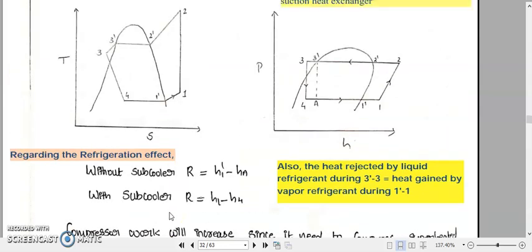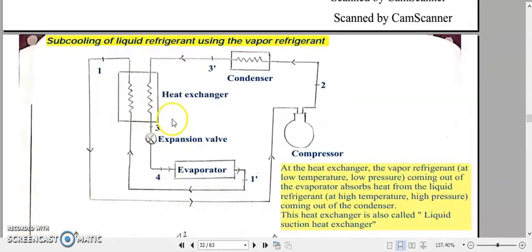By implementing an additional heat exchanger like this, we subcool the liquid refrigerant coming out from the condenser, and as a result of this subcooling effect we get a very large increase in the COP of this refrigerator. In a way, we are improving the COP of the refrigeration system by implementing subcooling of the liquid refrigerant using vapor refrigerant.